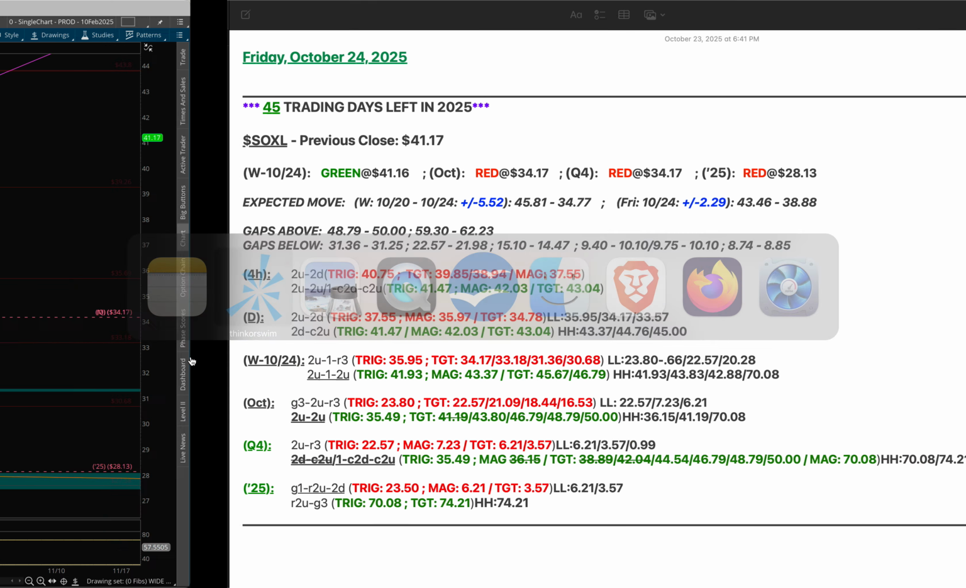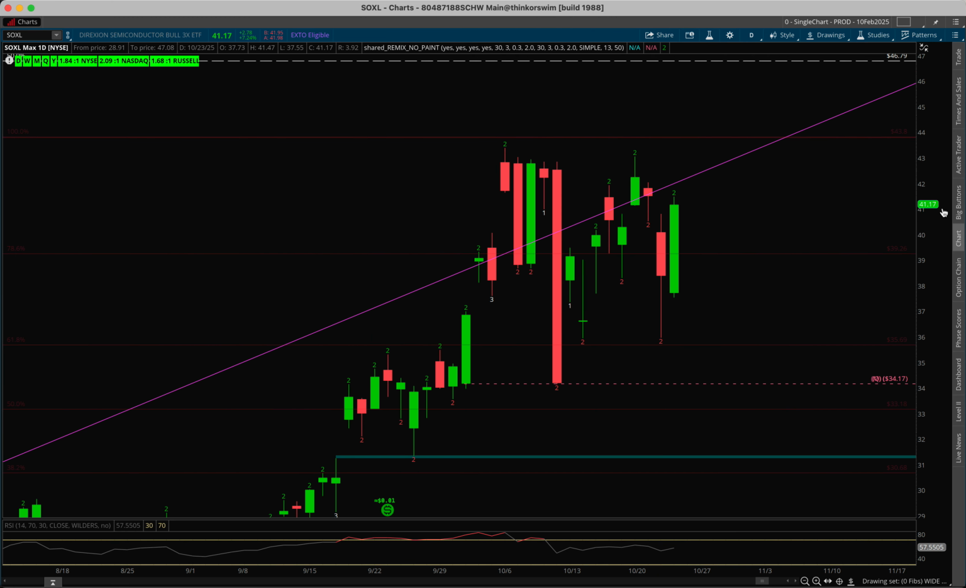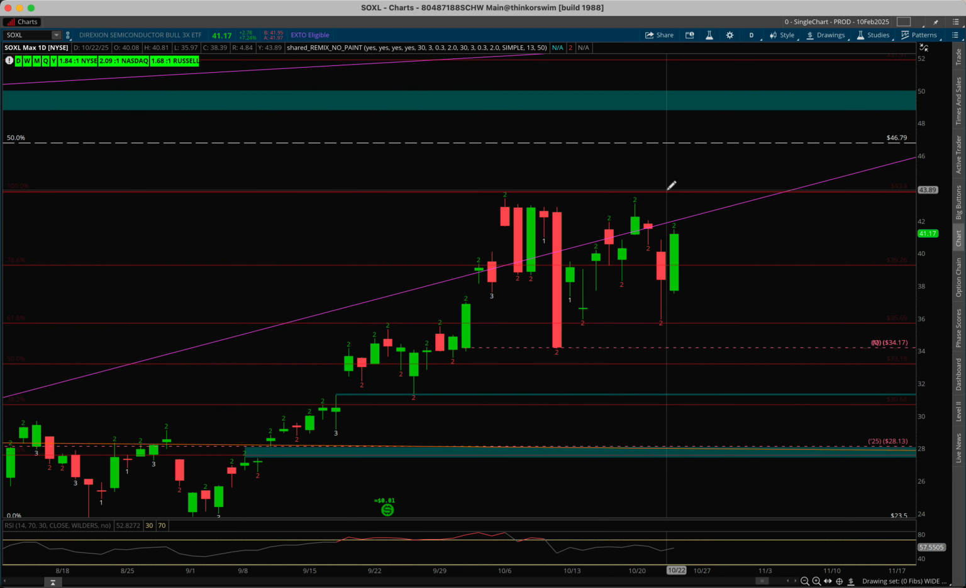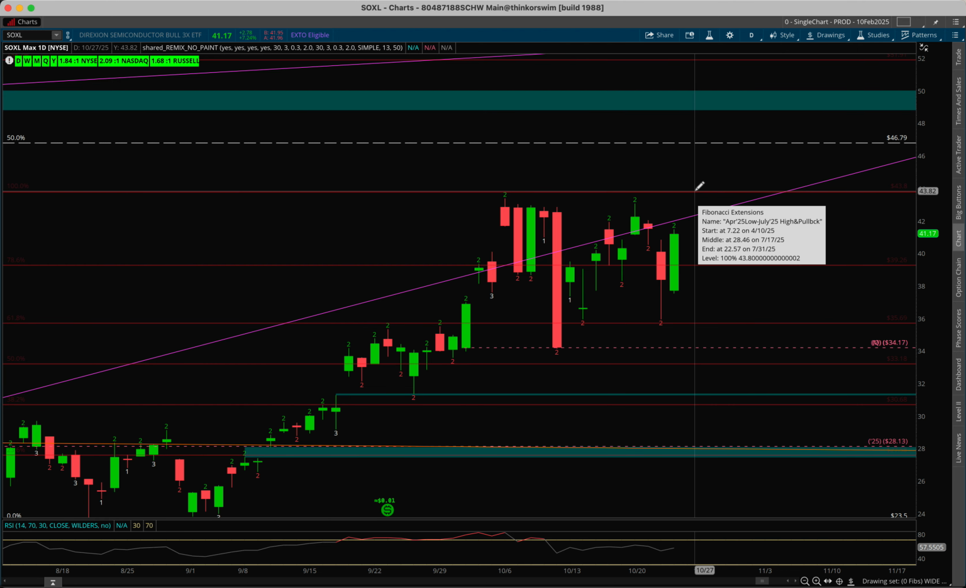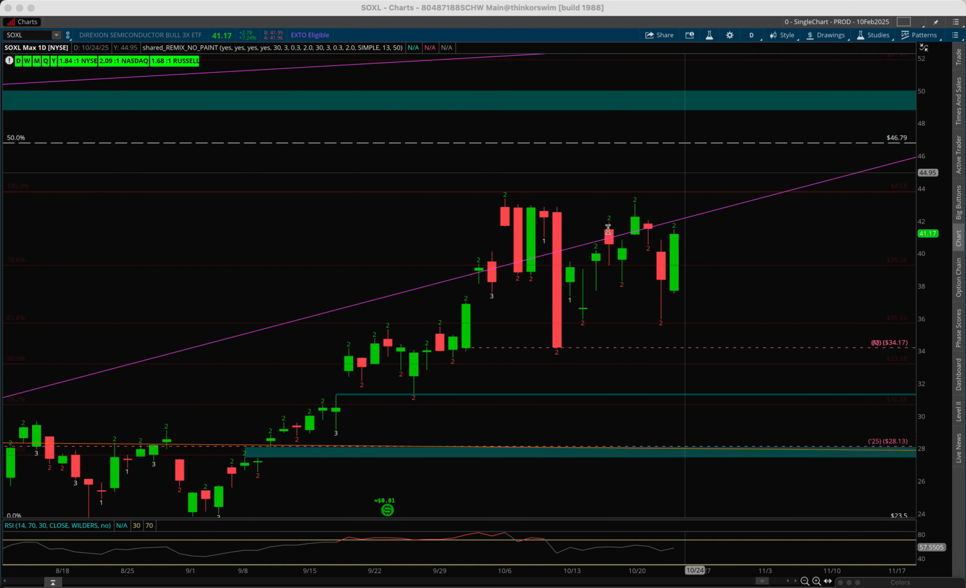If we want to swing back to the charts real quick, we do have that 43.80, which is the 100% fib extension of the bull flag, so that could be another target out there as well.